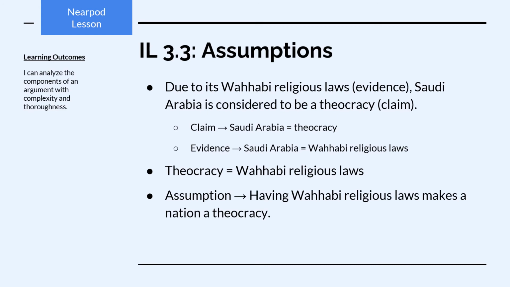So one way to write our assumption would be this. Having Wahhabi religious laws makes a nation a theocracy. Again, there's a lot of different ways that you could have phrased that, but as long as you are identifying one and the other, connecting the two unmatched terms together, there's a bunch of different ways that you could write this and still be correct.